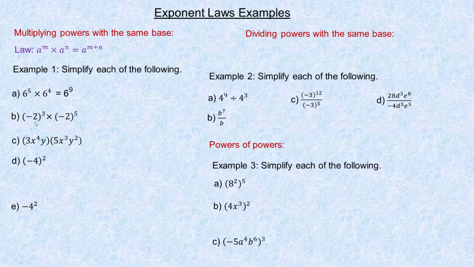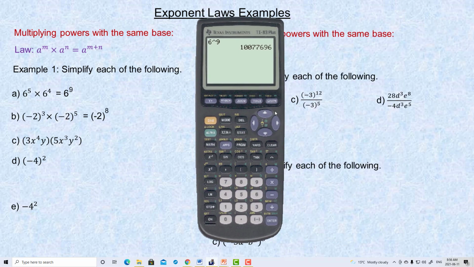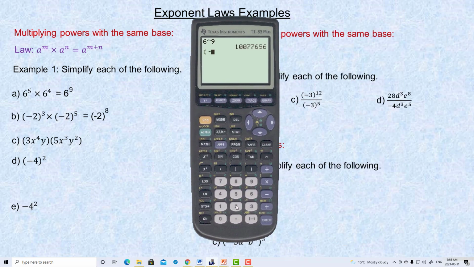Second one here, the base is -2, so the answer is going to be -2 to the exponent of, and we add the 3 and the 5 to get 8. So once again, if you want to evaluate that, raise -2 to the exponent 8, and that would equal 256.